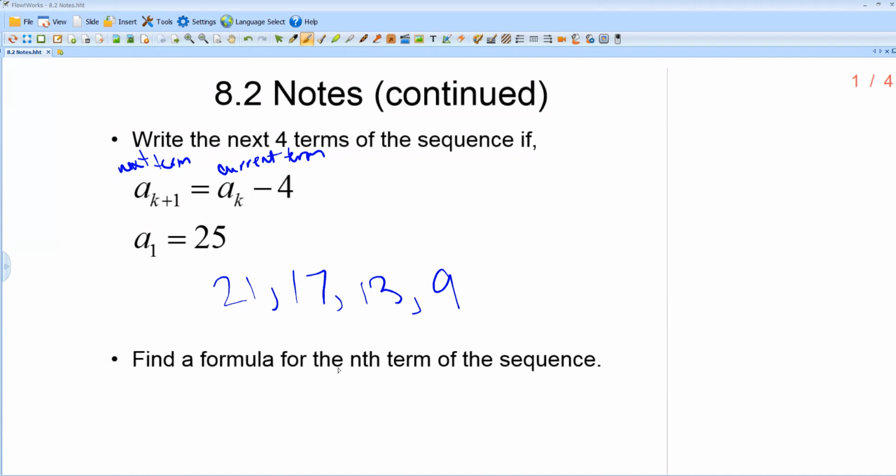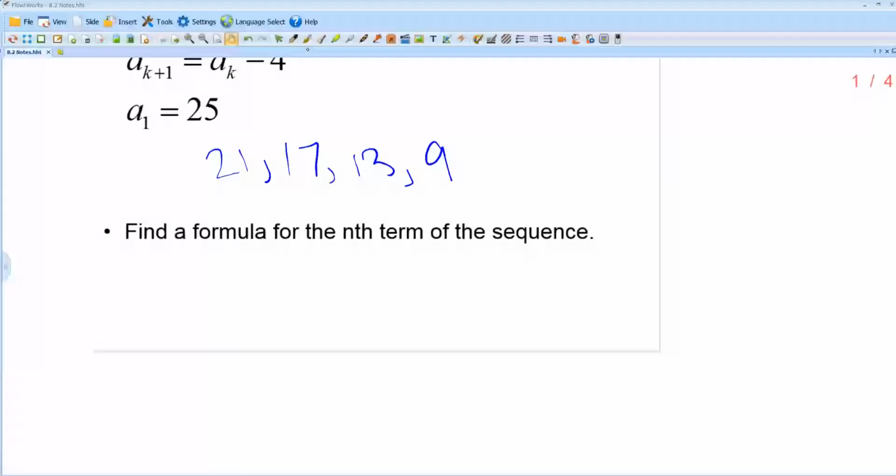Now, it also says find a formula for the nth term of the sequence. So formula for the nth term means that we're looking for something that's explicit. So an explicit formula is being asked here. Our formula for that is a sub n is equal to n times d plus a sub 0, where d represents the thing that I'm adding over and over and over again. In this case, that thing is negative 4.